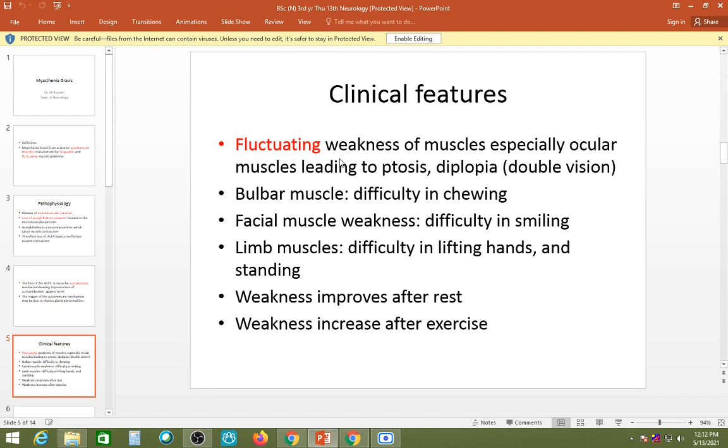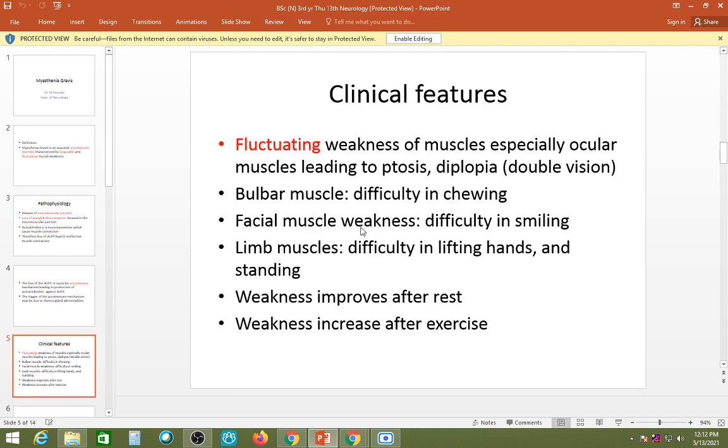So what type of weakness is there? There is weakness in the eye muscles, the ocular muscles. And that leads to ptosis. Ptosis means the drooping of the eyelids. It leads to diplopia or double vision. There is weakness in the muscles of chewing, that is the bulbar muscles. The patient cannot chew things like meat. They can chew rice because rice is soft, but meat is very tough. They have to chew for a long time, therefore they have difficulty in chewing meat.